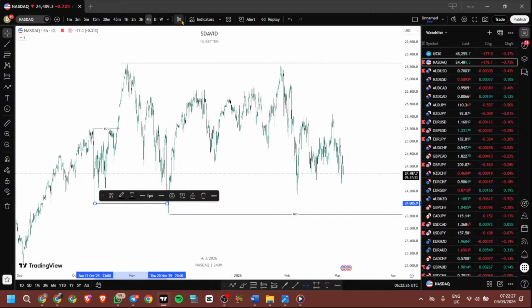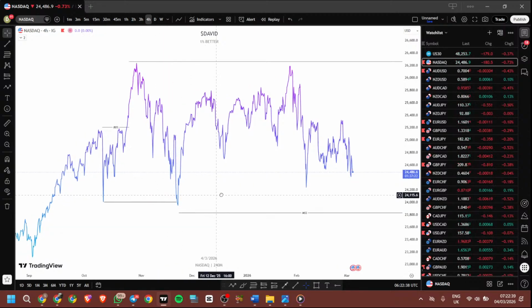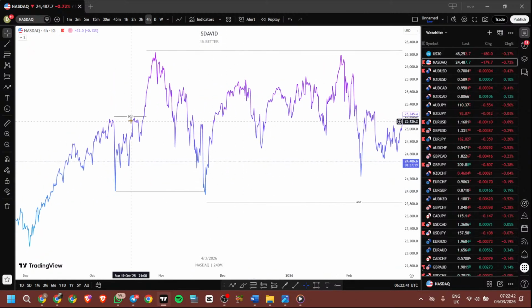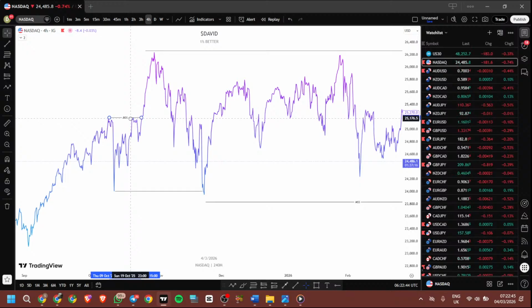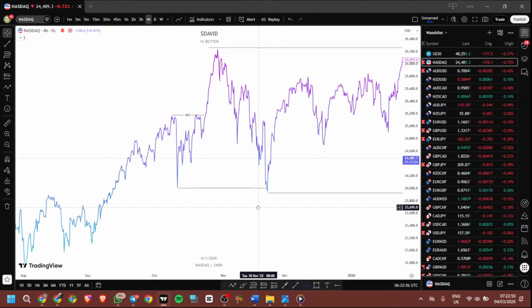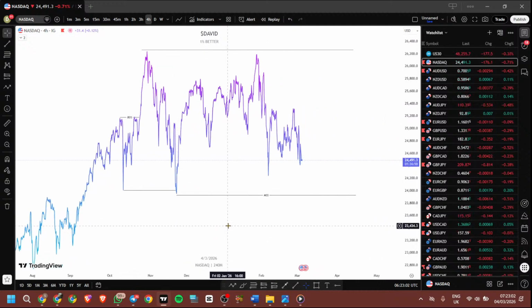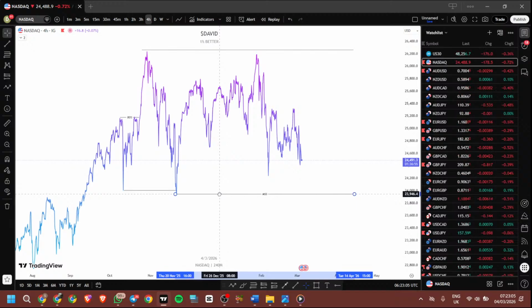Let me go back to the line chart. Okay, we had that change right here. It's very obvious now. So this was where market shifted structure. But this will be a higher time frame confirmation shift. It's still higher time frame. So this will be a break of structure into market structure shift.